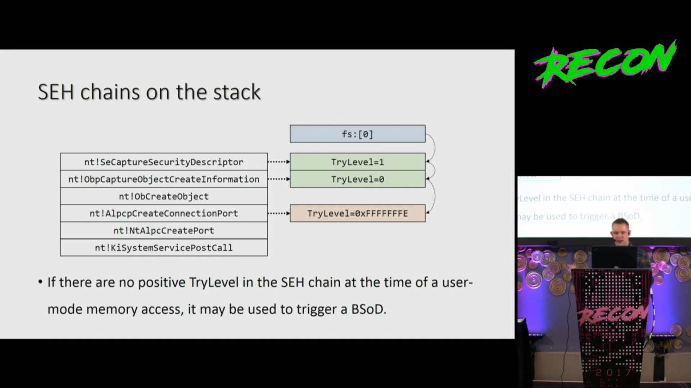So at any given point of time, if you access user mode memory, this is how it basically looks like when it comes to the SEH chain. So you have fs0, which points to the first exception handler, etc. And if you want to find instances of accesses which are unhandled, then you have to traverse the whole SEH chain and see if any try level is positive. If none of them is positive, then it means that there is no exception handler installed, and then you can trigger a bugcheck most likely by using this memory access.